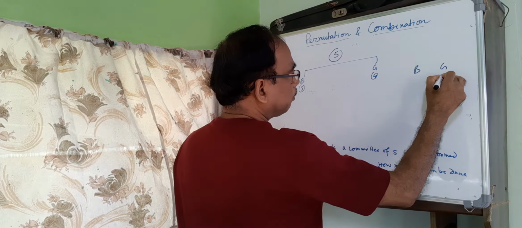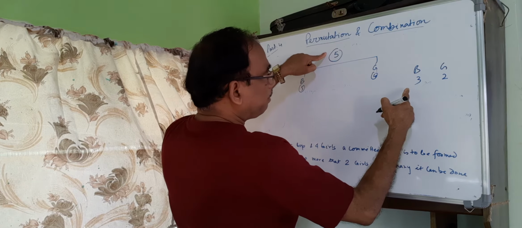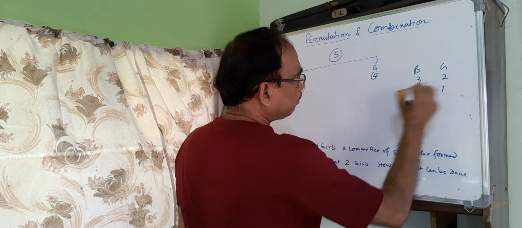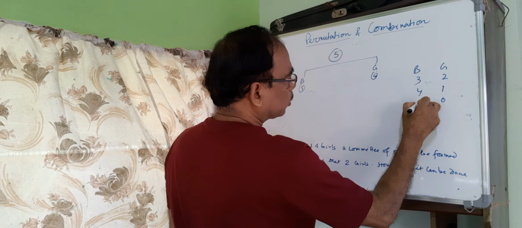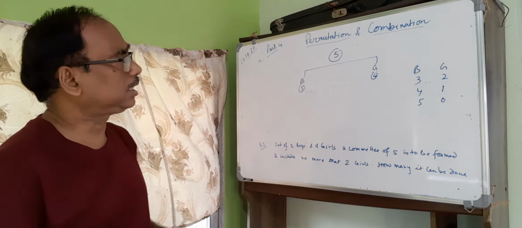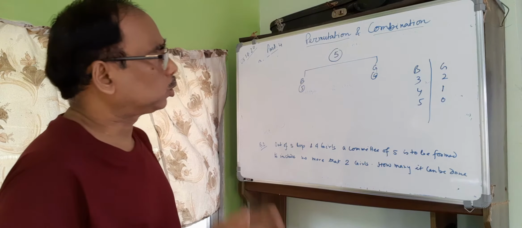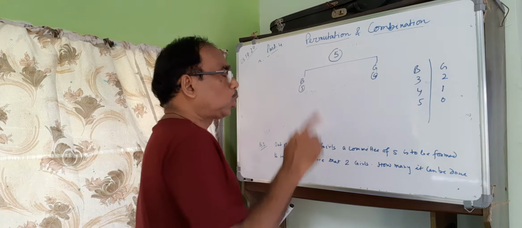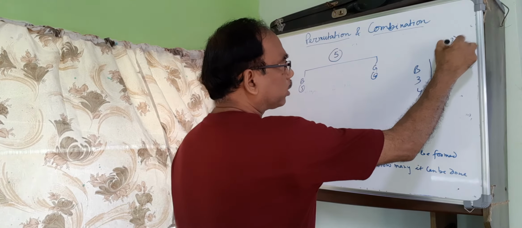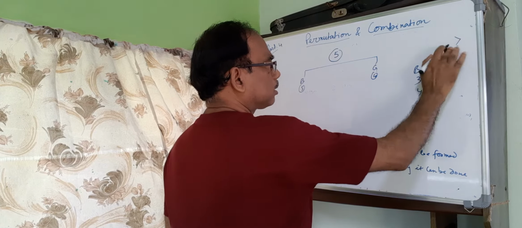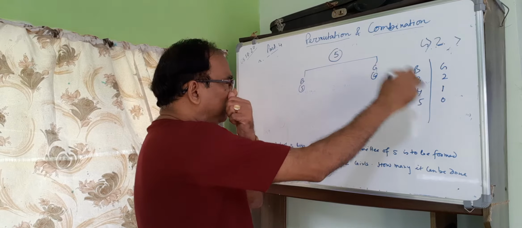That is, girls may be 2, then boys will be 3, because we have to choose 5 members. Girls 1, boys will be 4. Girls 0, boys will be 5. So here this is our selection, because the number of girls should not be more than 2. It may be 2, maybe 1, maybe 0.